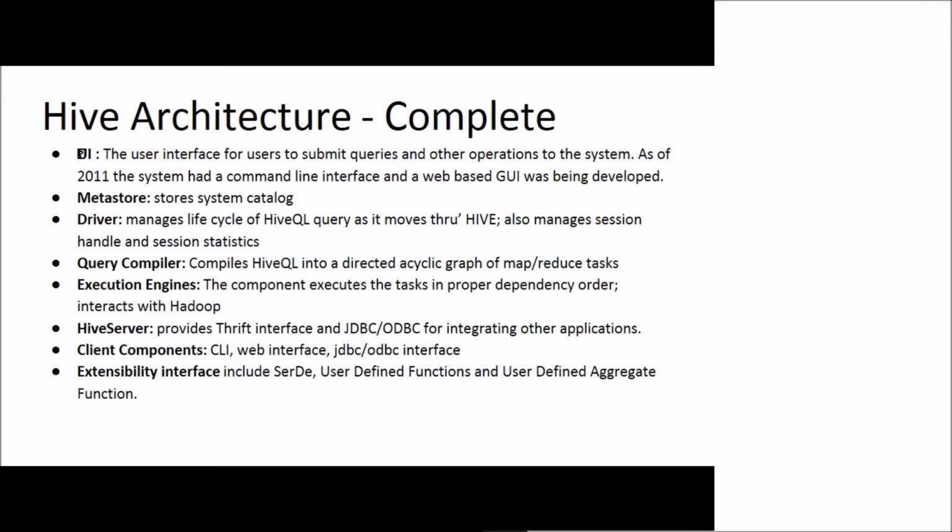The same thing has been explained here. Additionally, we have an extensibility mechanism as well. In Pig also we discussed that we have a mechanism of writing our own functions. Hive also gives us a facility to write user-defined functions. So that feature is available in both Hive and Pig.